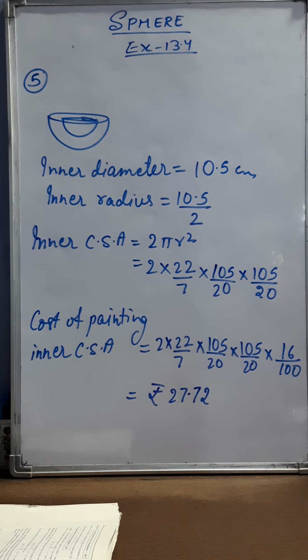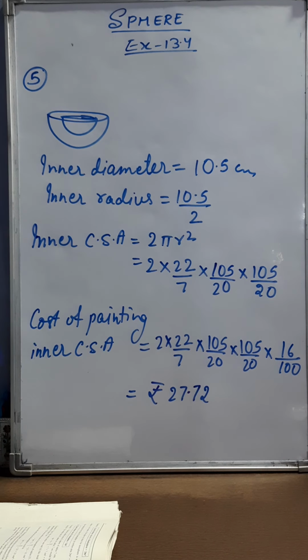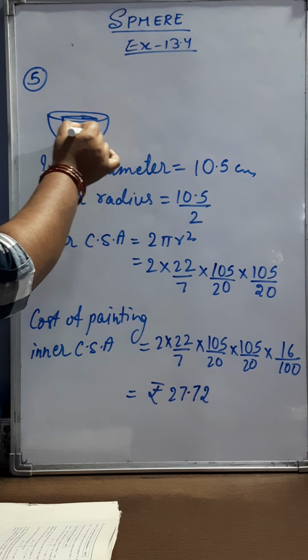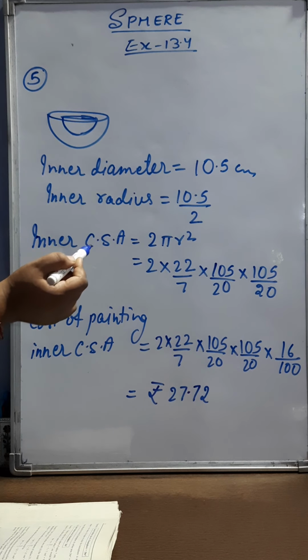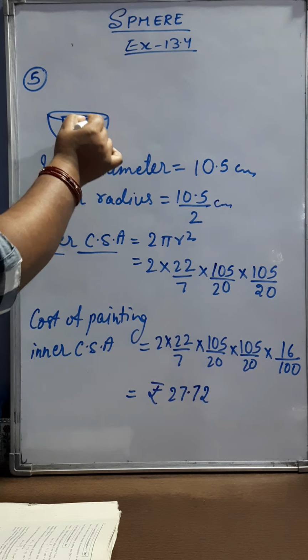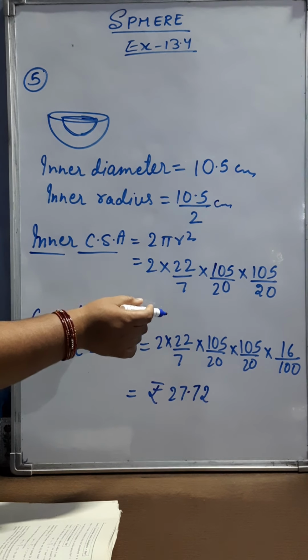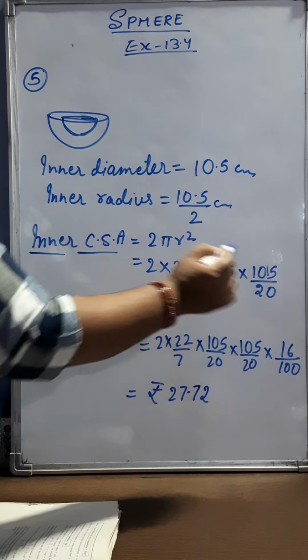Question number 5 says, a hemispherical bowl made up of brass has inner diameter 10.5 centimeter. We have to find the cost of tin plating it on the inside at the rate of rupees 16 per 100 centimeter square. So here you can see I have made a brass bowl in which the inner portion we have to paint. Inner diameter is given 10.5 centimeter, so inner radius will be 10.5 by 2 centimeter. Since we have to paint only the inner portion, we will calculate the inner curved surface area. So inner curved surface area will be 2 pi r square, 2 into 22 by 7, radius 10.5 by 2. By removing the decimal, we can put 0 here and here also.